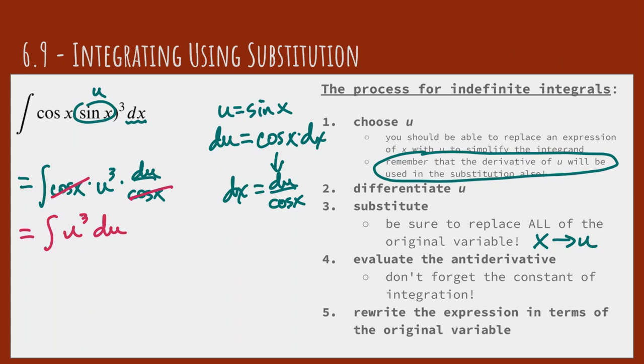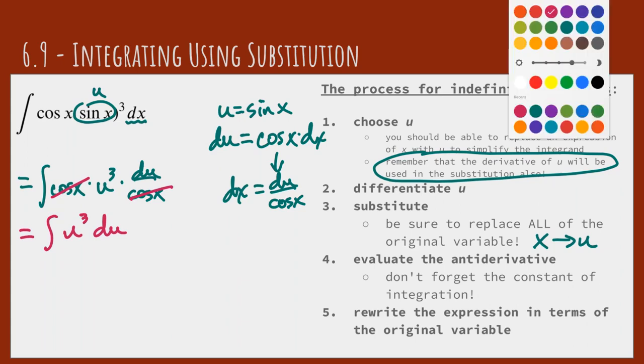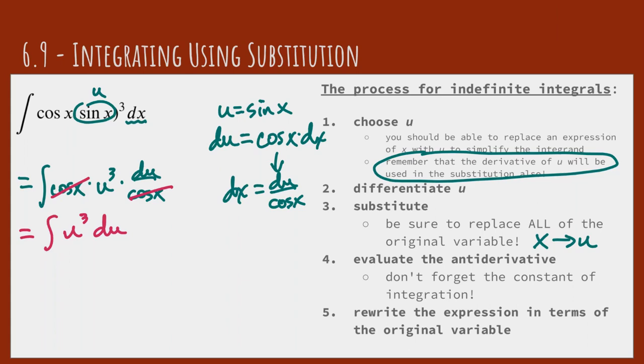Now I need to evaluate this antiderivative just in terms of u. And I've gotten an expression now that I can just use the power rule. Now remember, we're doing antiderivatives, so the reverse power rule, to evaluate this. So I increase the power by 1, I divide by the new power, and then when I take the antiderivative, we need to make sure that we have our constant of integration.